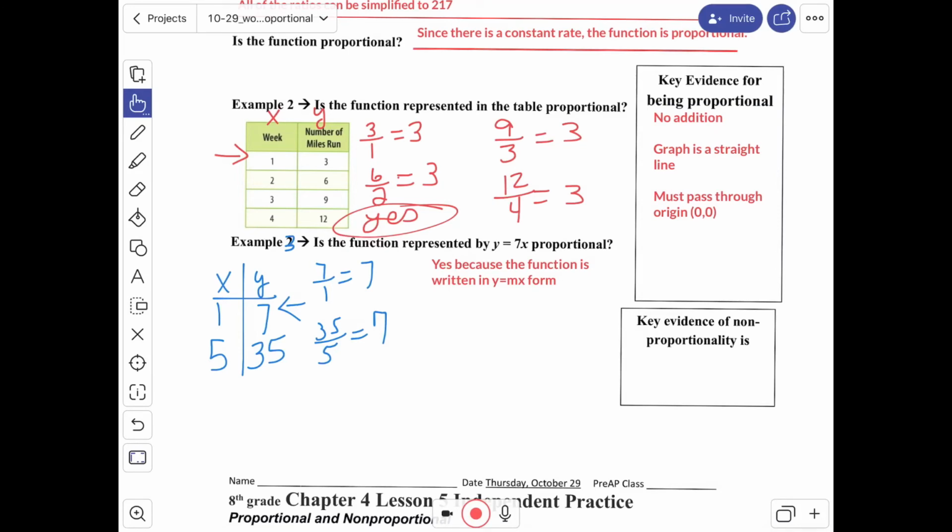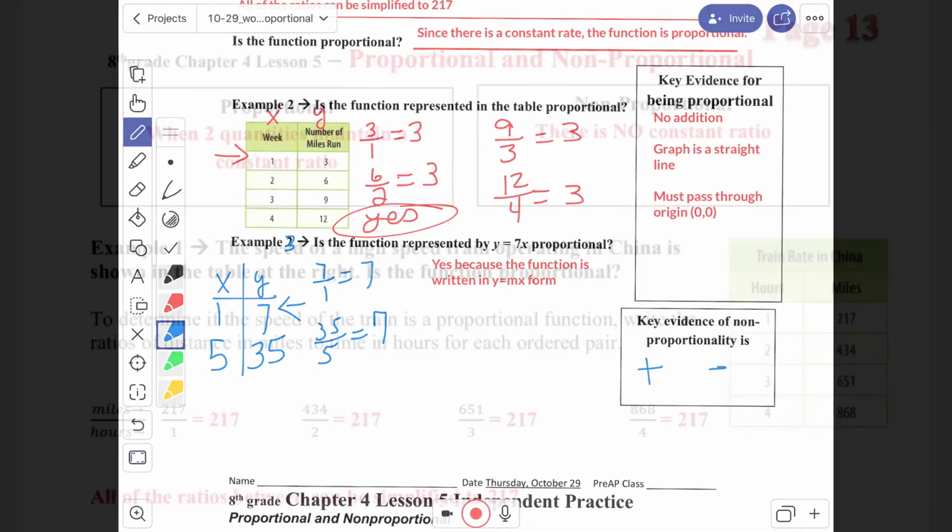So key evidence of non-proportionality would be if the problem included any adding or subtracting. Then it's automatically non-proportional. You can mark it off.